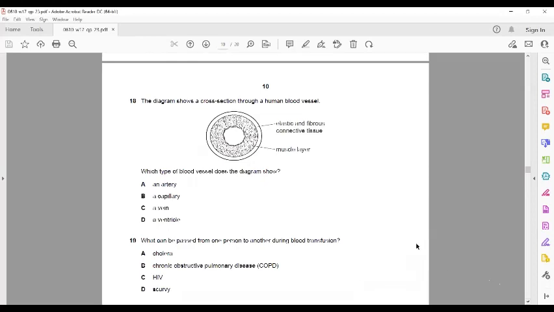Question number 18, the diagram shows a cross section through a human blood vessel. Which type of blood vessel does the diagram show?